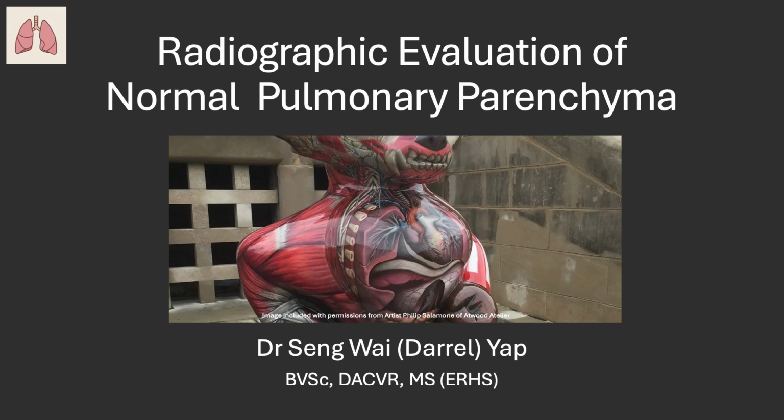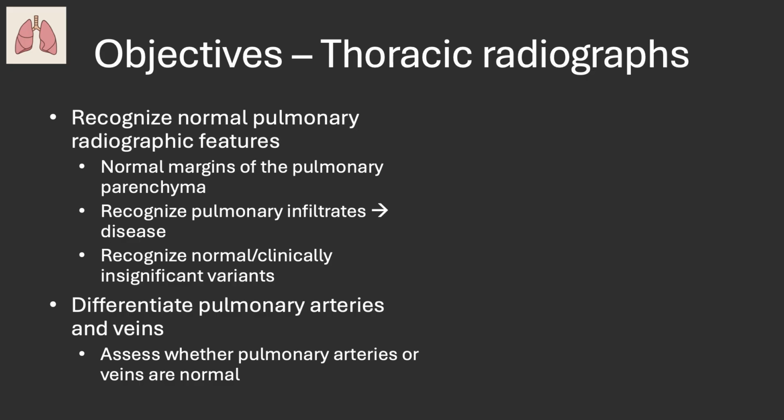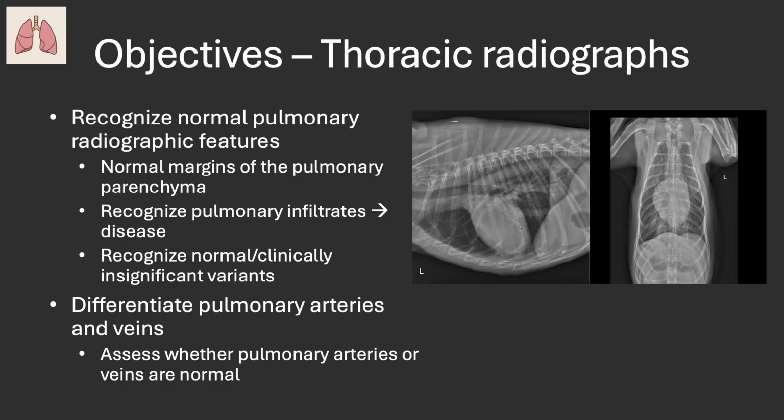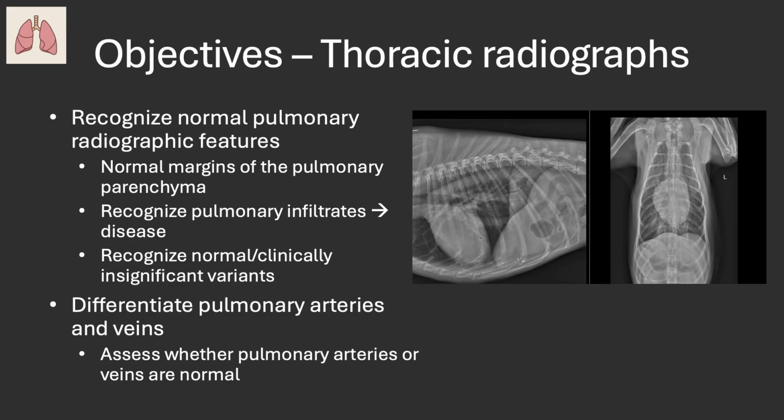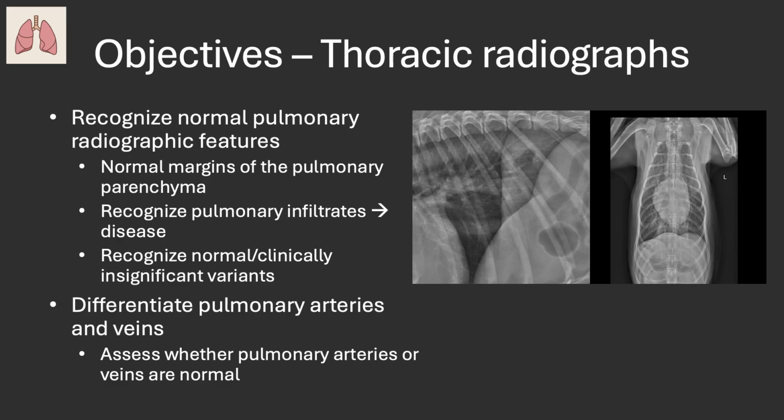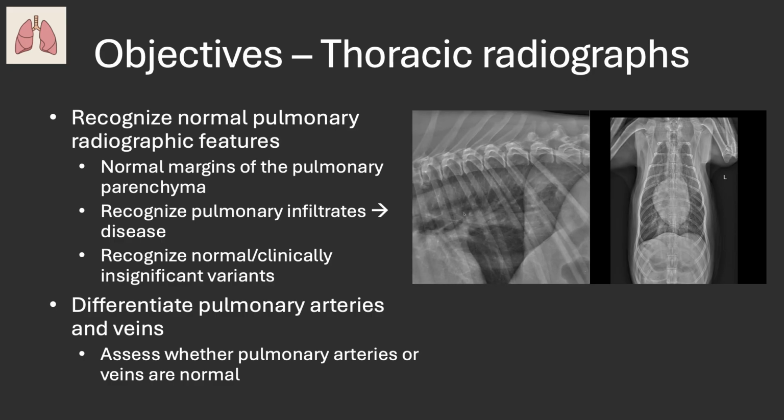Radiographic evaluation of normal canine and feline pulmonary parenchyma. The objectives of this video are to highlight key pulmonary structures visible on radiographs and develop an approach to evaluation of the pulmonary parenchyma on thoracic radiographs.